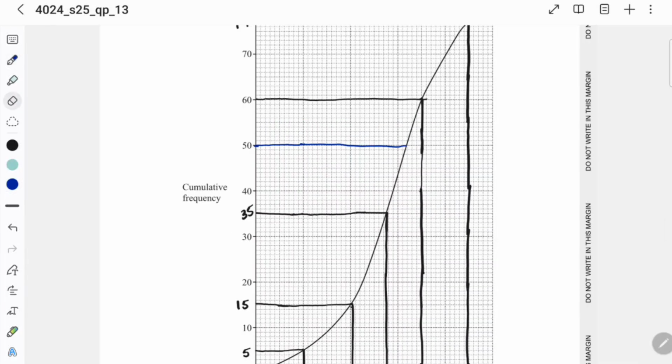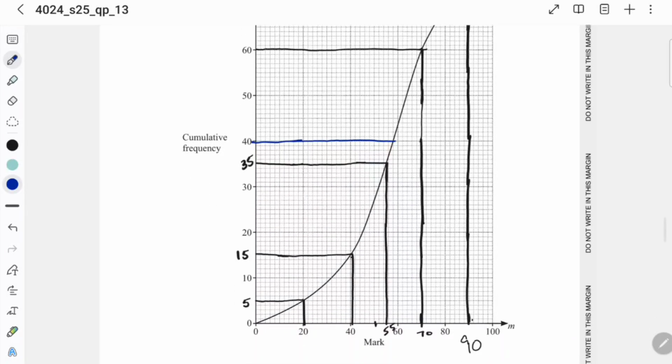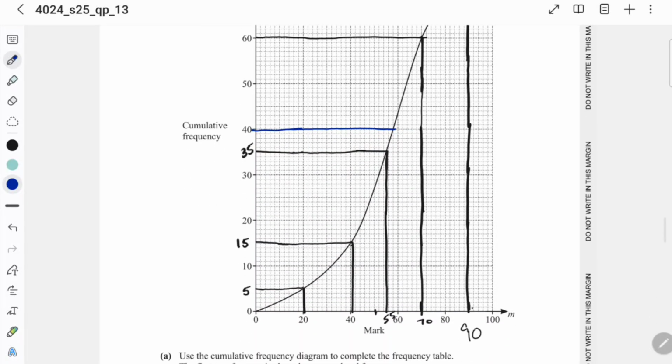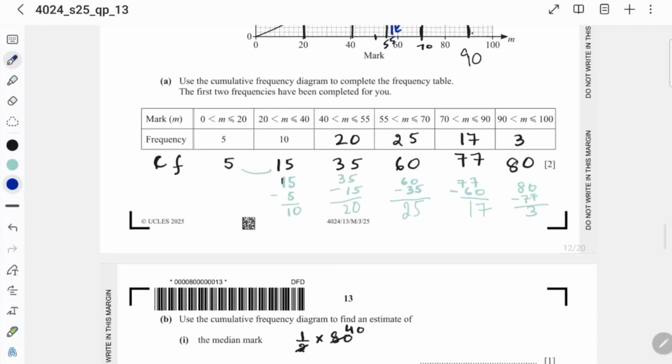Sorry, we have to take at 40. Sorry for that. Just draw a line at 40. This is 40 here. And find out the median mark. Okay. So we can see where it is reaching, just one box behind 60. So it is 58. Okay. So that is 58 is the median mark.